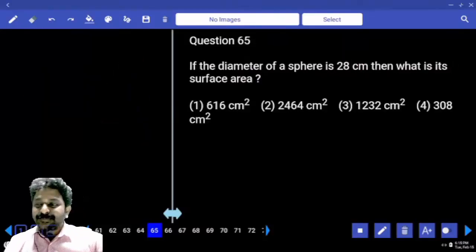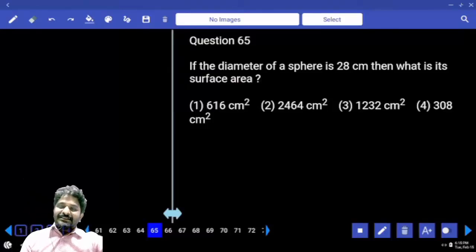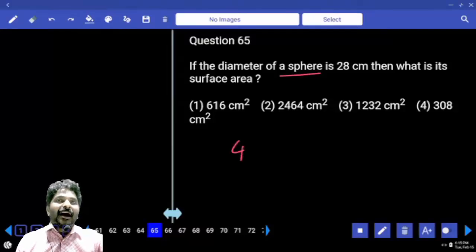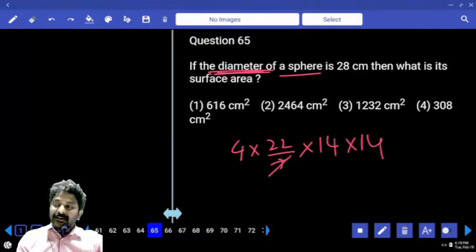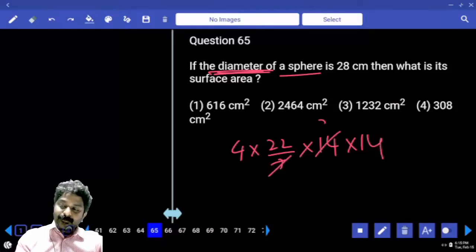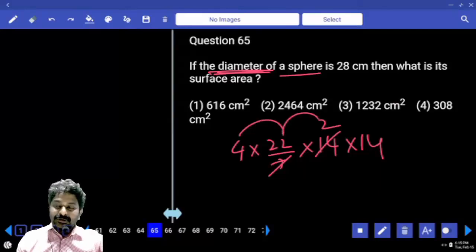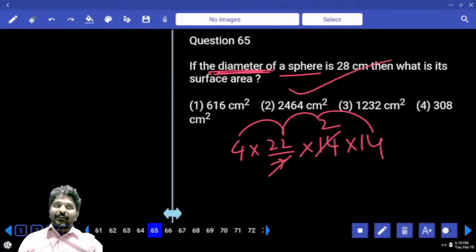If the diameter of a sphere is 28 centimeters, then what is its surface area? Surface area of the sphere, 4 pi r square. 4 pi, 22 by 7, r square. Diameter is 28, then radius must be 14. So r square, 14 into 14, correct? 7 how many times? Last digit verification. 4 into 2, 8 into 2, 6 into 4. Come on. The answer must end with 4 and there is only one, 24, 64.